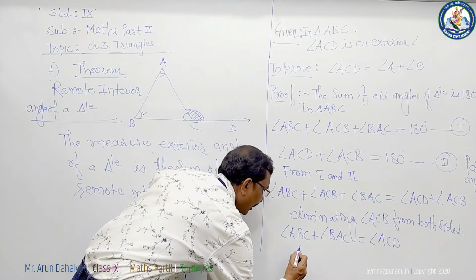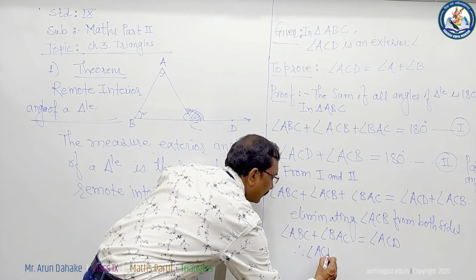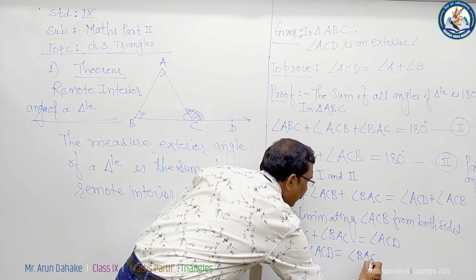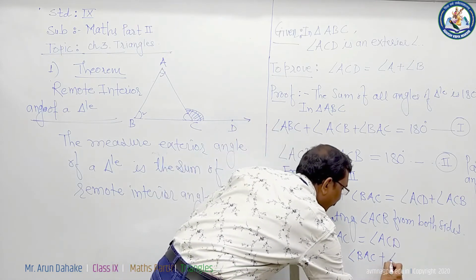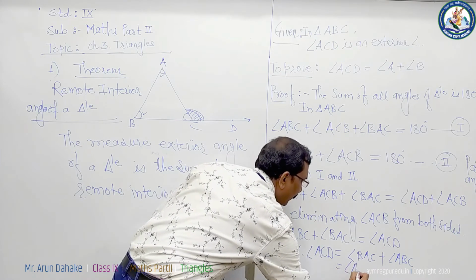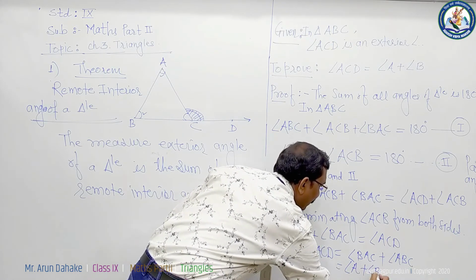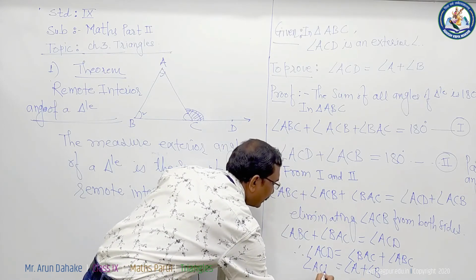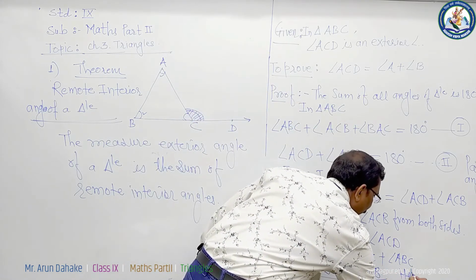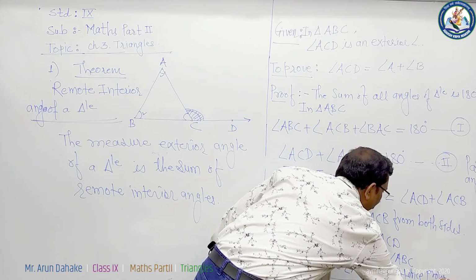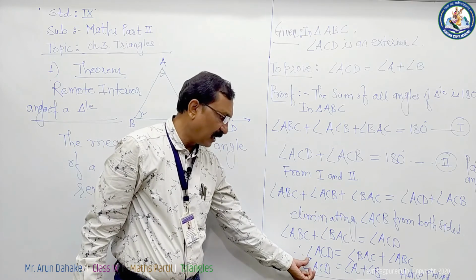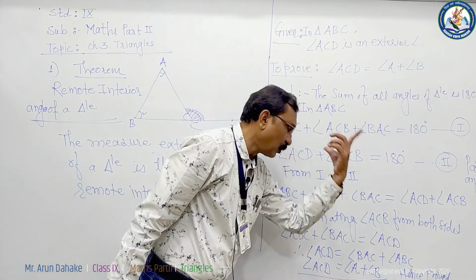Straight away, therefore, angle ACD is equal to angle BAC plus angle ABC. In short, angle BAC means angle A and this is angle B. So, therefore, angle ACD is equal to angle A plus B. Hence proved. This means the measure of an exterior angle is equal to the sum of its remote interior angles.